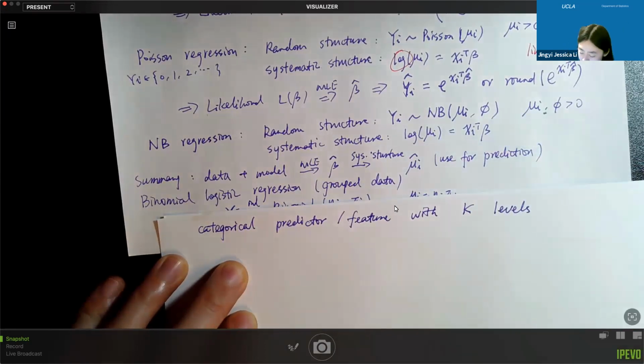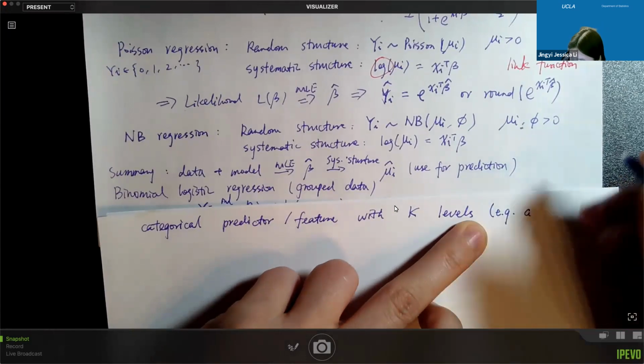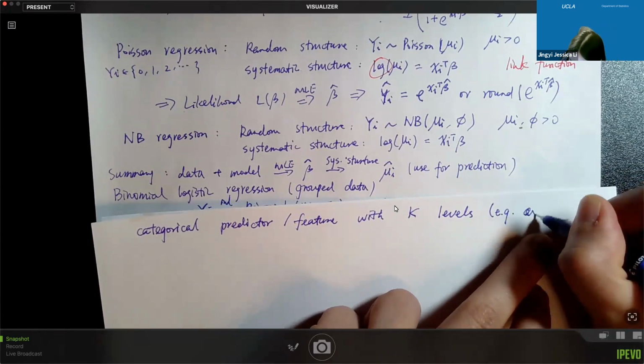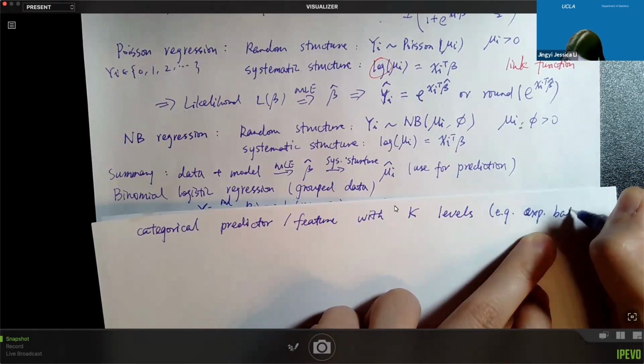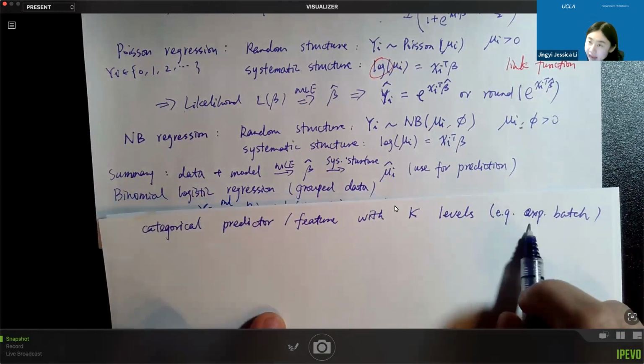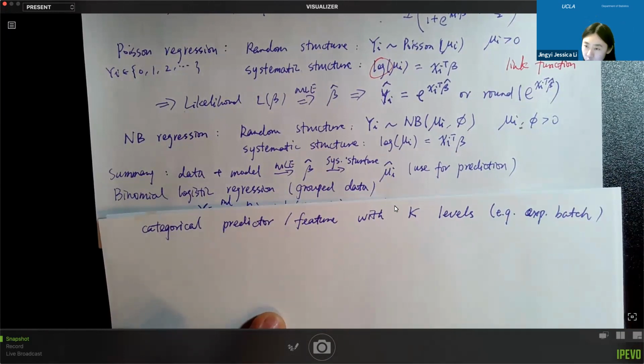So for example, let's say in bioinformatics, it could be k different experiments. Okay, so experiment batch, we measure in k different batches. So we want to account for batch effect in our modeling. So therefore, it is reasonable to include batch as a predictor or feature in your linear model. Then how do we encode it?